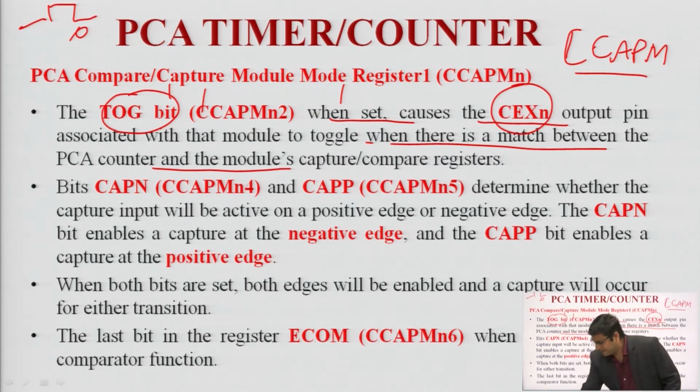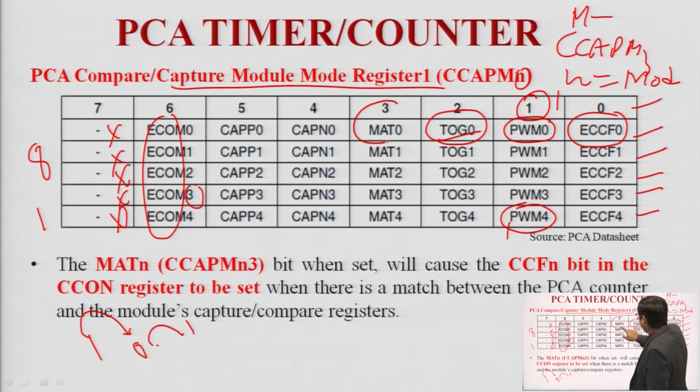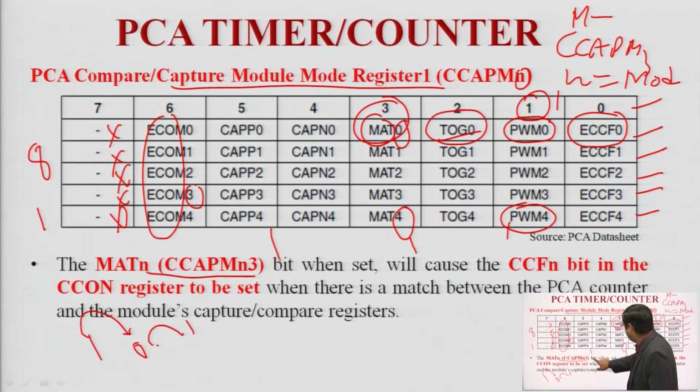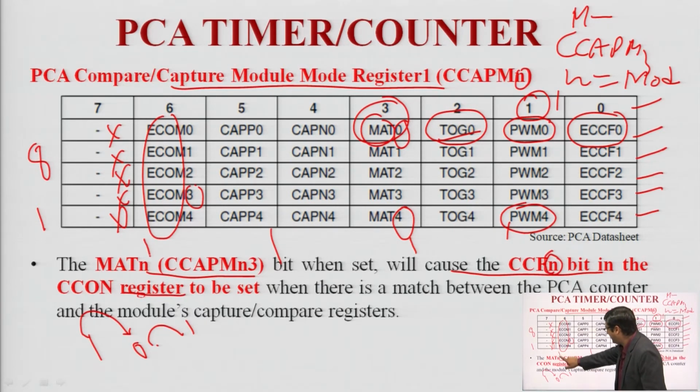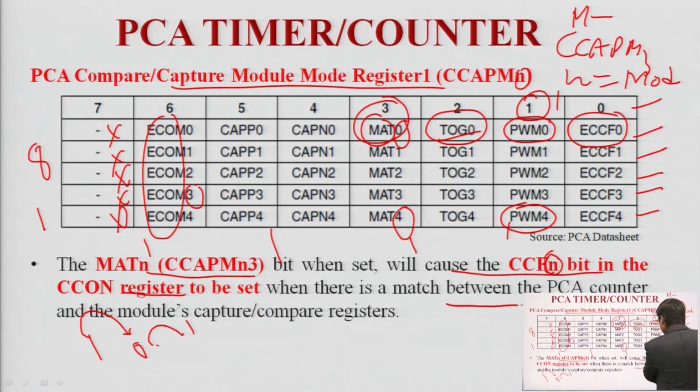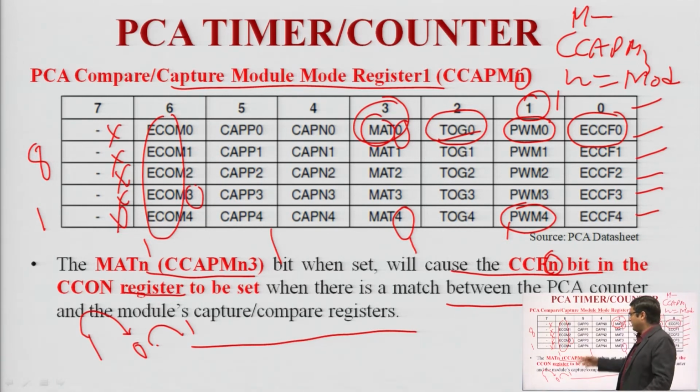Okay. Next bit is MAT. MAT represents match, and 0 represents module 0, and 4 represents module 4. As the name implies, when there is a match between the registers, we can say that we have an output. So if this is 1, it will set the CCF bit in the CCON register. n represents the particular module. So when this is 1, the bit is set when there is a match between the PCA counter and the module capture compare register. We will see further explanation of this with the algorithm.